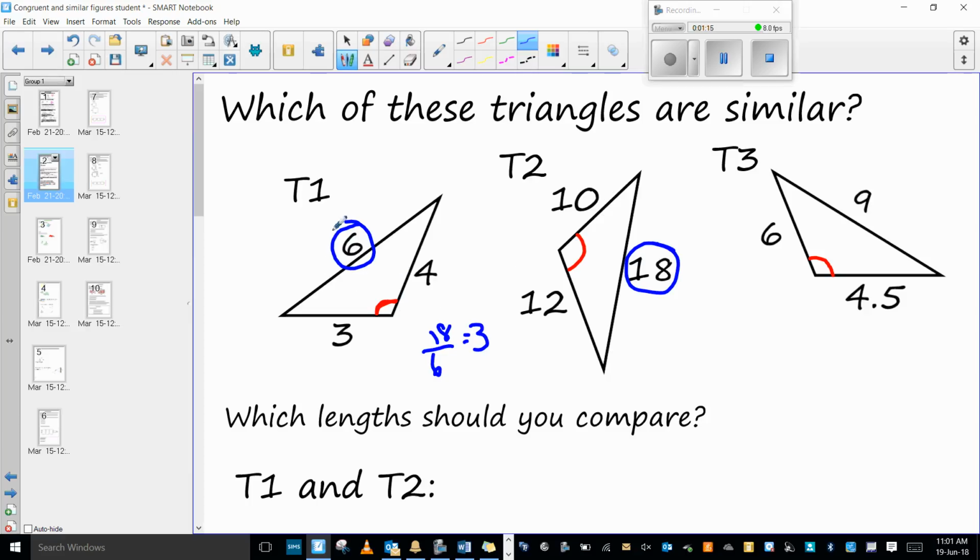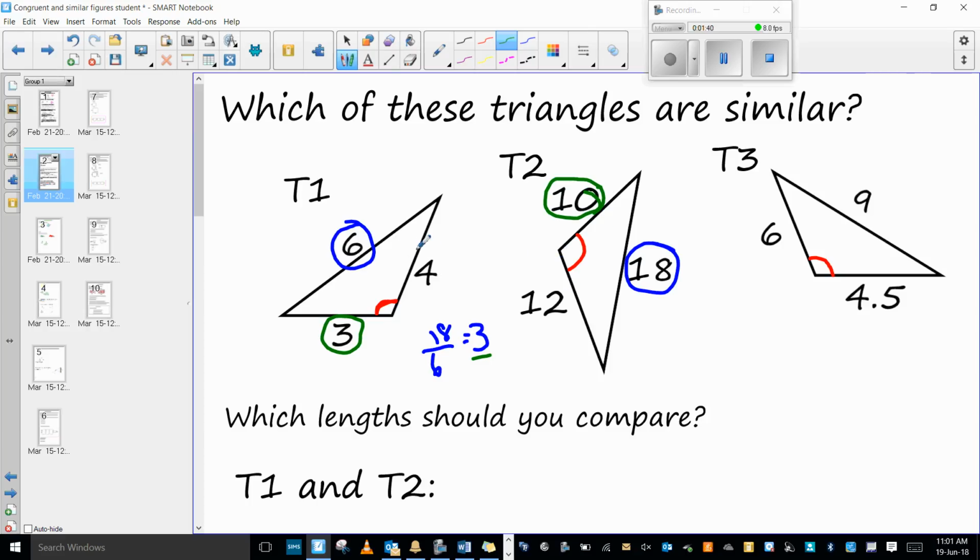Okay? Now, if these triangles are similar, this is the smallest length, isn't it? Yes? So if I did 10 divided by the smallest length here, which in this case is 3, do I get this same answer? No. Therefore these two triangles are not similar.